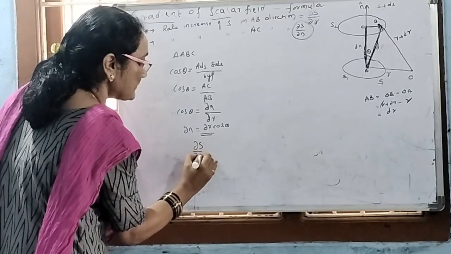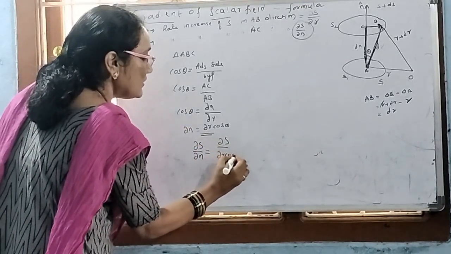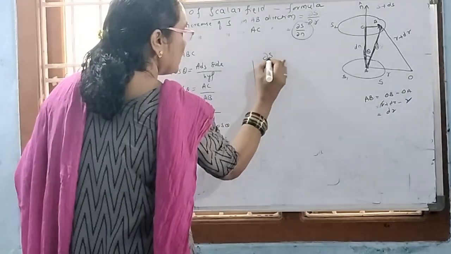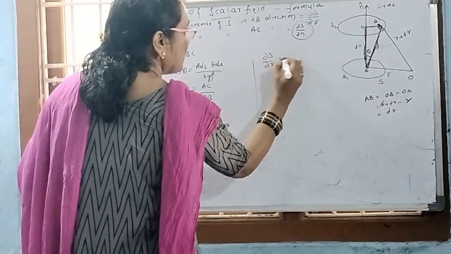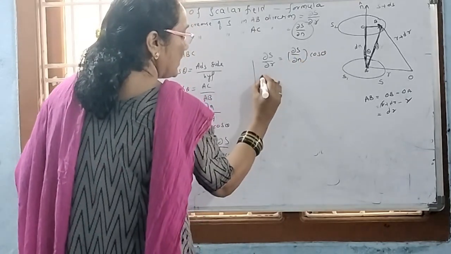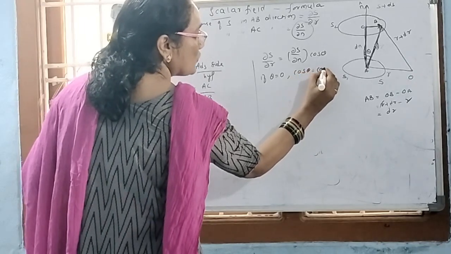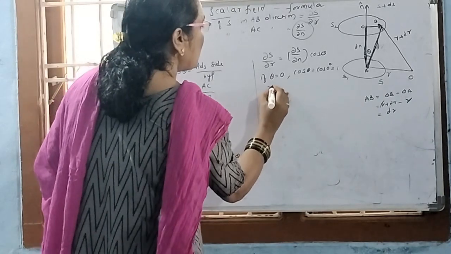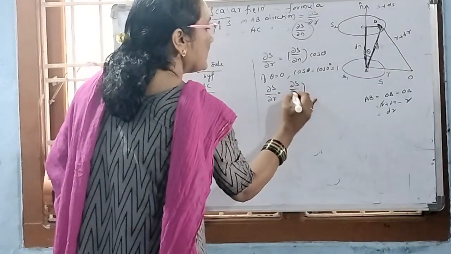Now, let us substitute this here. Dou S by dou n. In place of dou n, dou S by dou r cos theta. I am bringing cos theta to this side. What I will get? Dou S by dou r equals dou S by dou n into cos theta. Now, if theta is equal to 0, cos 0 is equal to 1. Means dou S by dou r is equal to dou S by dou n.